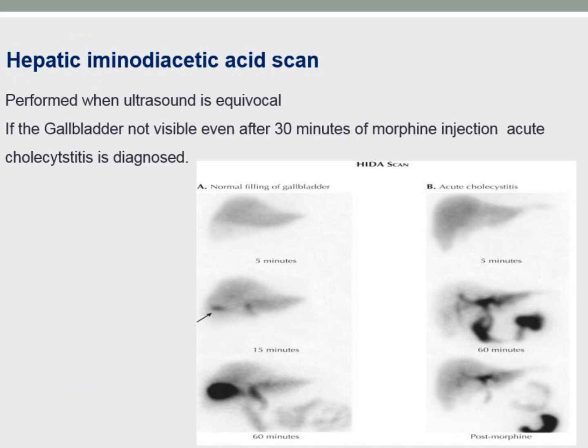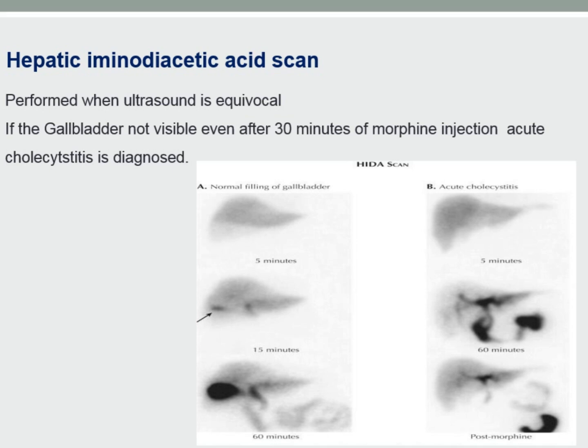The second imaging investigation of choice in diagnosis of acute cholecystitis is the hepatobiliary iminodiacetic acid (HIDA) scan. It's performed when ultrasound is equivocal. Normally, when there is a patent cystic duct, when we inject the radiotracer, the gallbladder will be seen after 30 minutes. In patients with cystic duct obstruction, the radiotracer will not be seen in the gallbladder after 30 minutes.